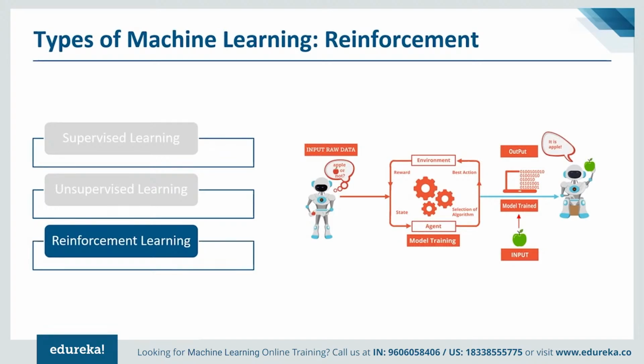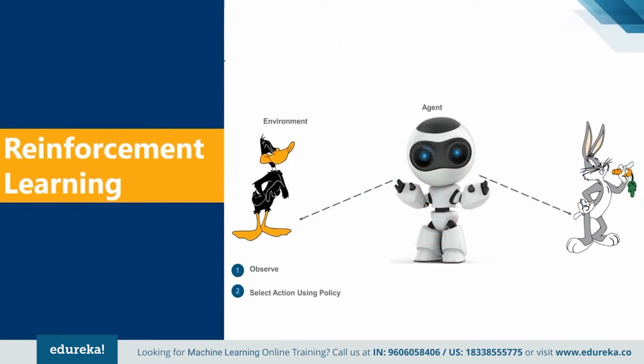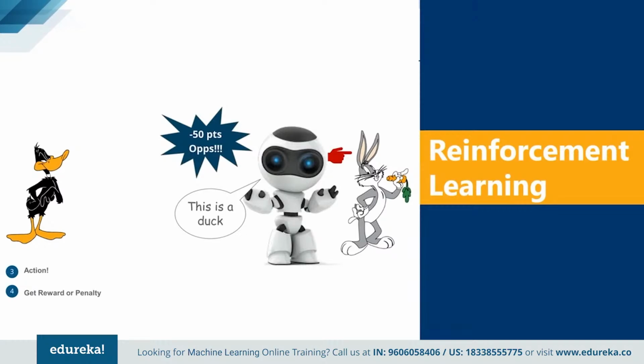So in this example, you can see that we have an agent which is confused to decide which among the two pictures is of a duck. So what it does, it observes the environment and performs some action using some policies. Now once the action is performed, the model gets a reward or penalty point for it. As you can see, the machine has chosen the bunny as a duck, so it will get minus 50 points for the wrong answer.